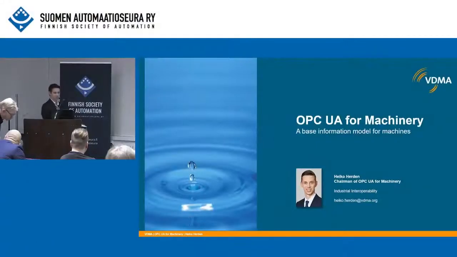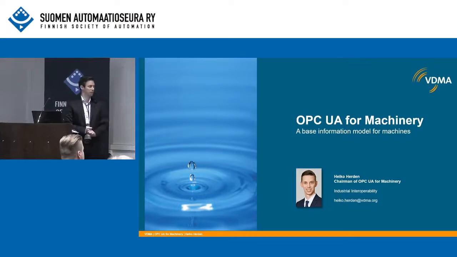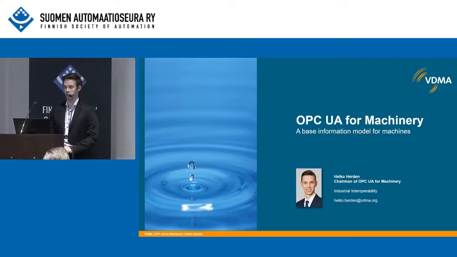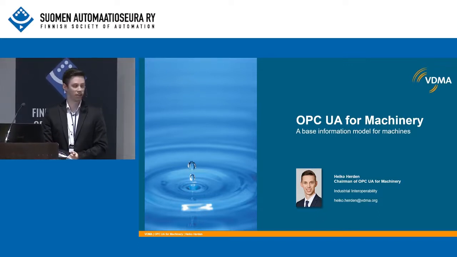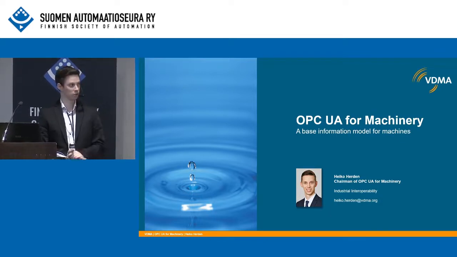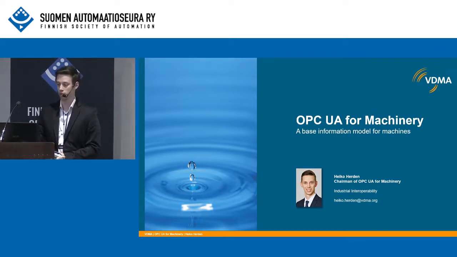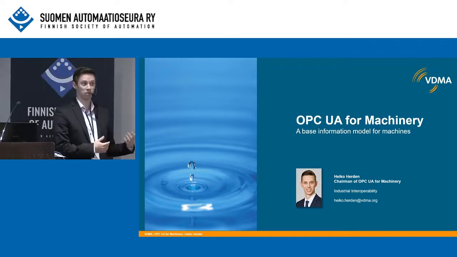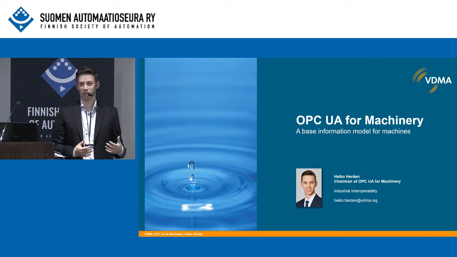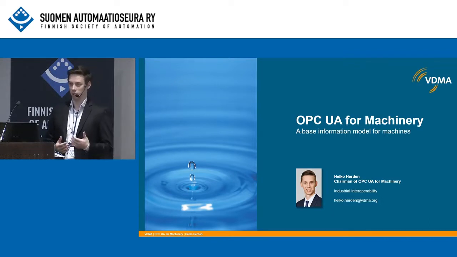Yes, my name is Heiko Herden. I'm working at the VDMA, which is the German Engineering Association, and I coordinate a lot of companion specification working groups, but I also am the chairman of the OPC UA for Machinery working group. And in this presentation, I want to show you what is OPC UA for Machinery and how does it help you. So I want to start with a question.